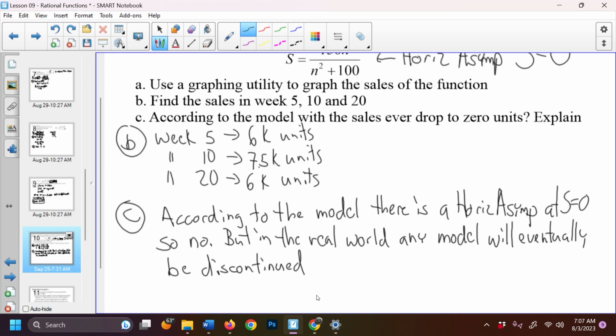So according to the model, there is a horizontal asymptote at S equals 0. So there will be no point where it drops to 0 units. But in the real world, the product will eventually be discontinued.